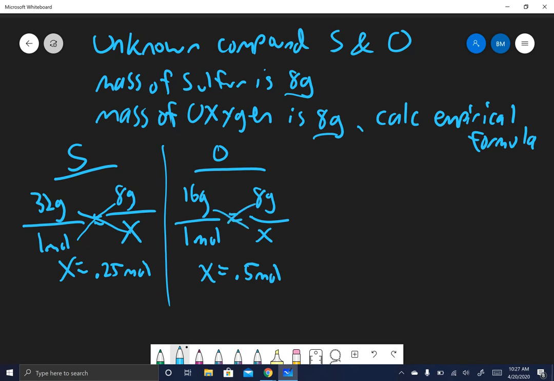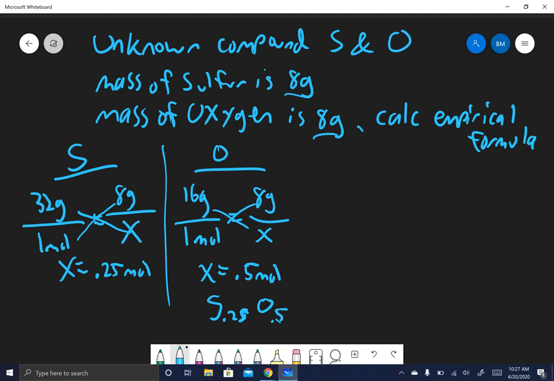All right, so now basically here's the thing. We have S 0.25 and O 0.5. Obviously that's messy, sorry. So this cannot stay. We need whole numbers. I can look at this and say, again, for me it's easy, for you, not so much, I assume, this number is 2 times that number. So I know the ratio is 1 to 2. So the answer is SO2.